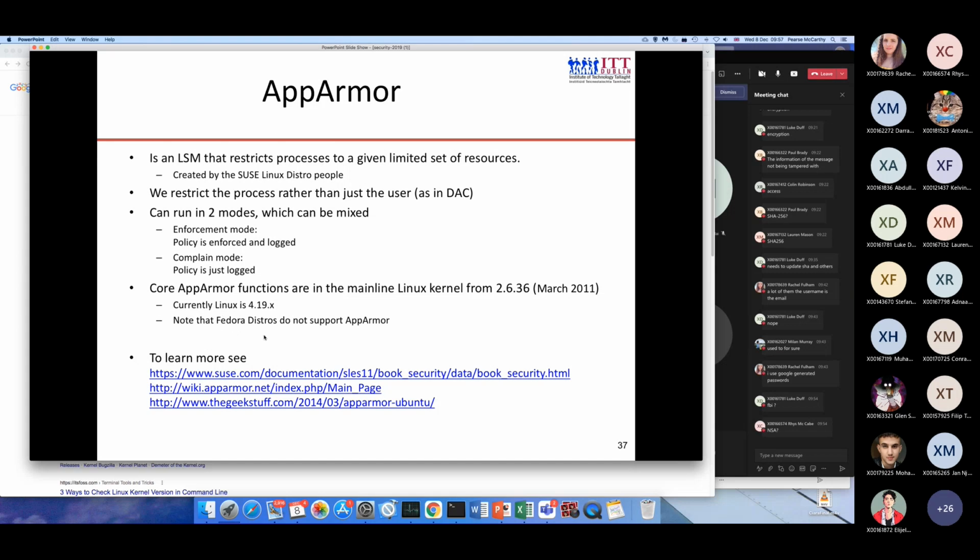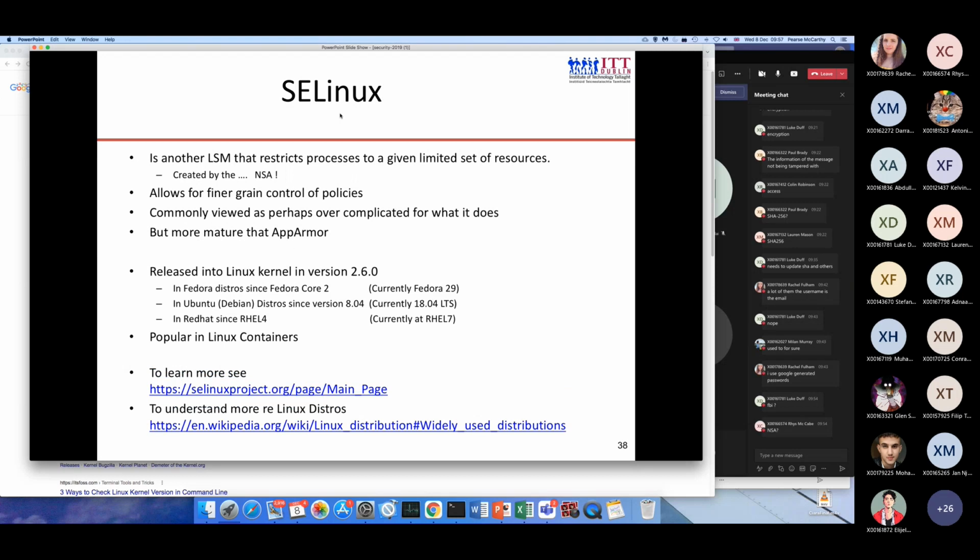So if you have a Fedora distribution or a Red Hat distribution, you can't use AppArmor. You have to use SE Linux if you want to use an LSM. That's the big disadvantage of it, okay? But this one is harder to admin. Okay, so again, if you want more info, it's there.